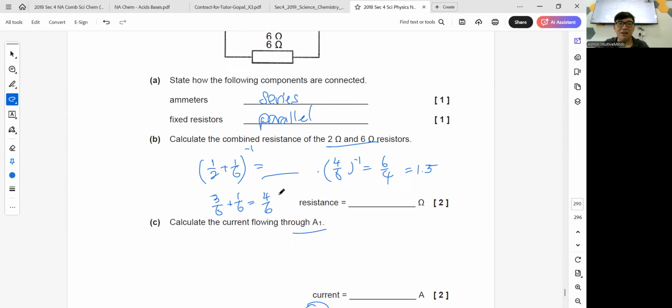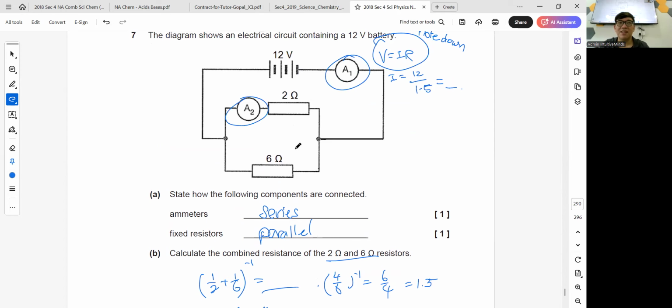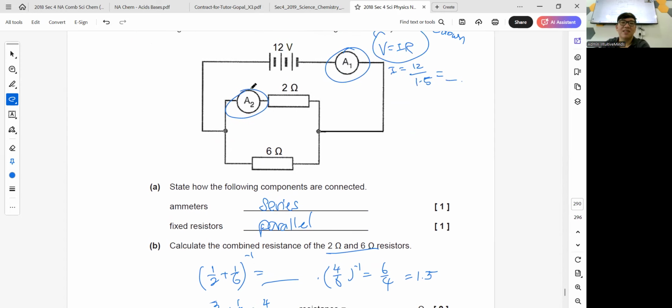What's the current flowing through A2 then? So we know that there are 2 types of resistance, 2 and 6. They are parallel to the battery. In parallel, the voltage is the same. So what formula can you use? After 12, it's 8 times 2. No, it is 8 over 2. It's 4.